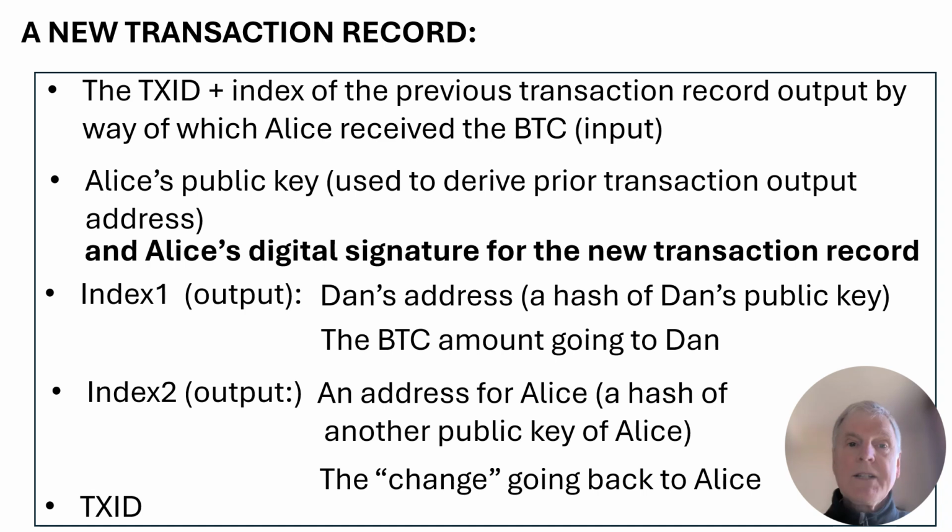Lastly, a TXID is created for the current transaction record. The TXID is a hash of all the other data in the current transaction record. The hash will ensure that the TXID for Alice's transaction record is unique.